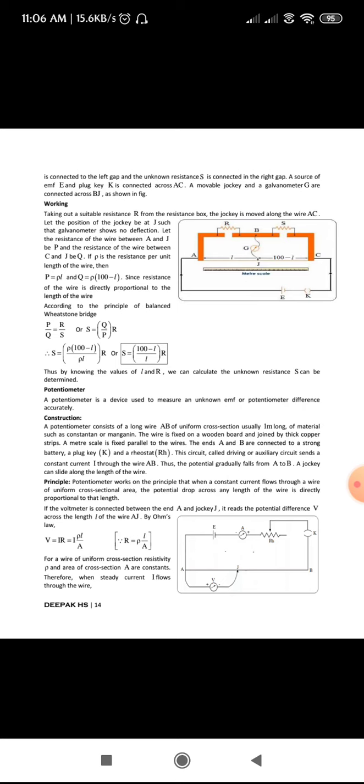So next, coming to the construction, as you can see here, A and B are the terminals. Between A and B you have a scale. Over that scale there is a wire mounted, and that wire is made up of constantan or manganin, and the scale we have taken is a 1 meter scale.